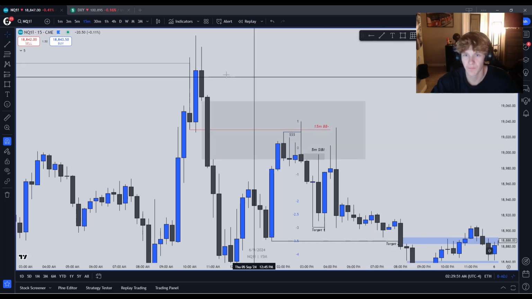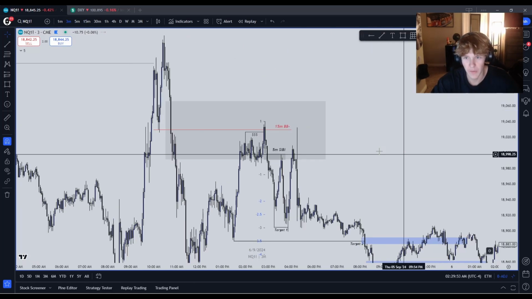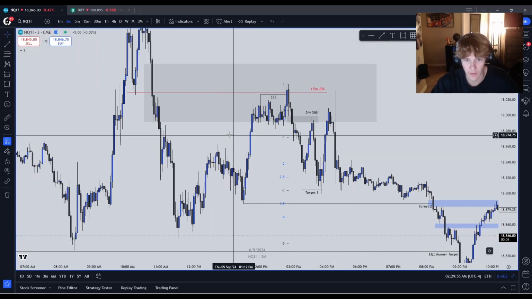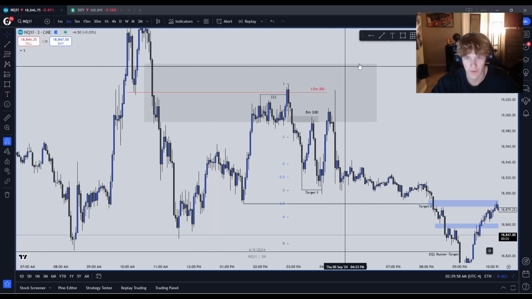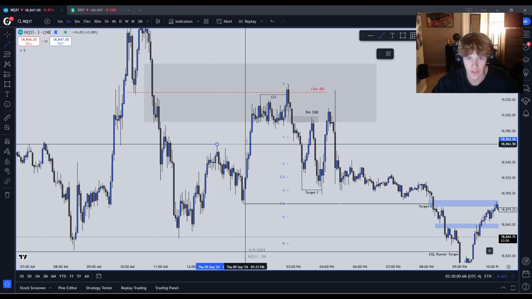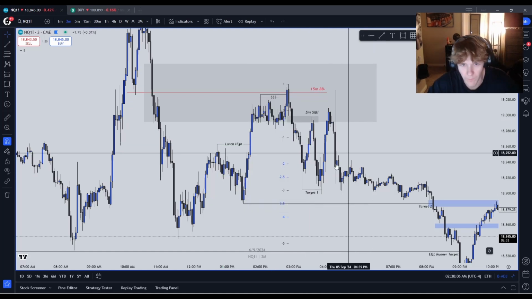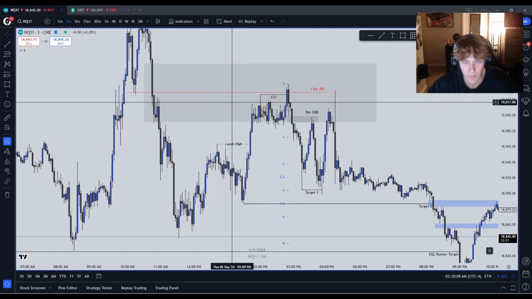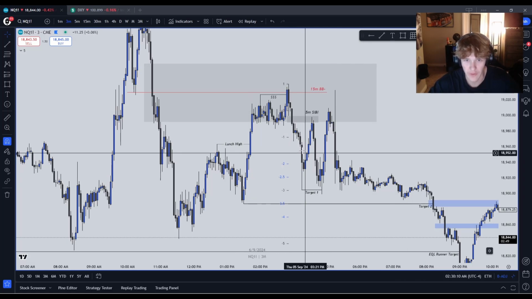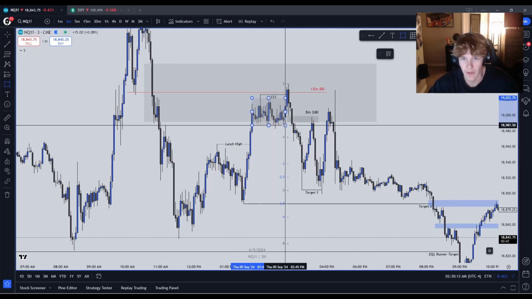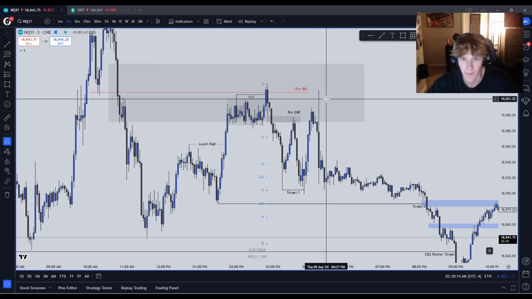Keep that small. And so if we scale down on the 3-minute here, we see here's lunch hour right here, our lunch high. This is our lunch high, and you can see price comes up and sweeps out our lunch high right here. So lunch high was swept. After sweeping lunch high, we kind of just accumulated price right in here for a little bit.